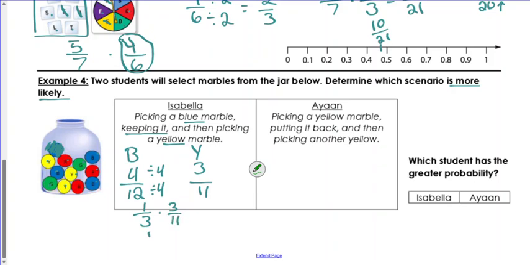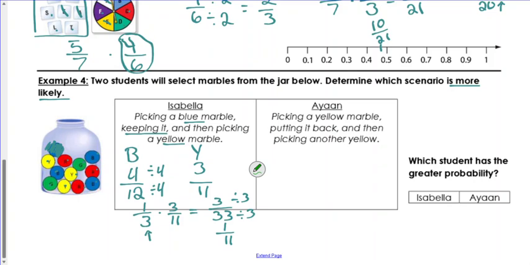This is kind of similar to the one before. You recognize that we're multiplying by 3 here. So when you multiply straight across, 1 times 3 gives us 3. 3 times 11 gives us 33. We can also simplify this a little bit by dividing by 3 on top and bottom to find out that that is 1/11. So the chance that she pulls out a blue one, keeps it, and then pulls out a yellow one is 1 out of 11.